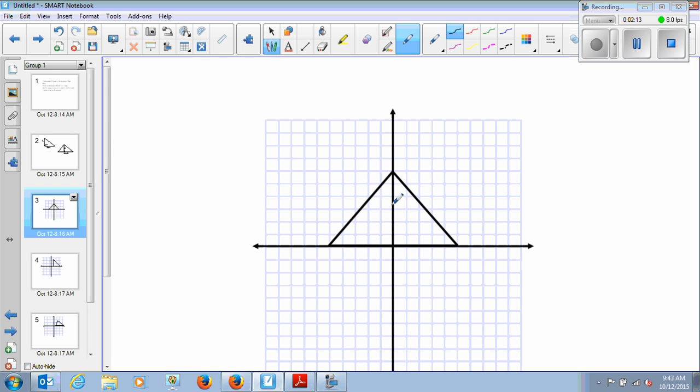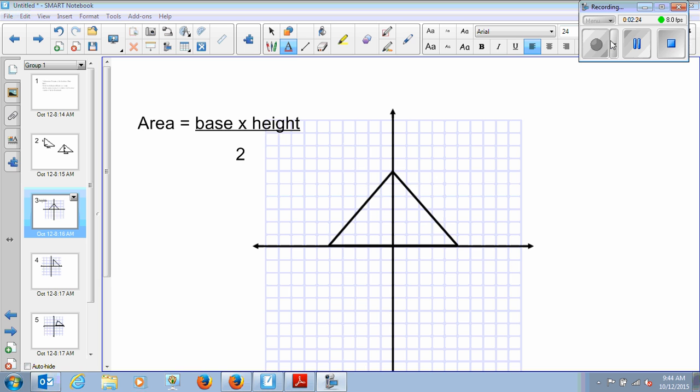So now we have it in the coordinate plane. I'm going to need to be able to find the base and the height of a triangle in order to be able to find the area of a triangle, because the area of a triangle is going to be this formula over here, which is the base times the height, but this time we're actually dividing by 2. And the reason we do that is because all triangles are actually half of a corresponding rectangle with a base and a height that would be the same.